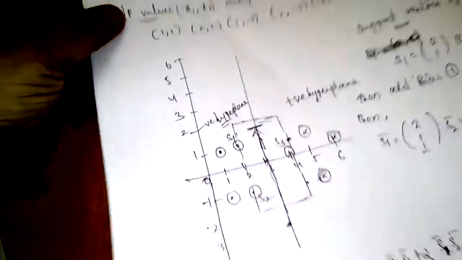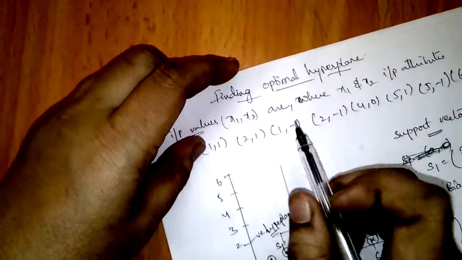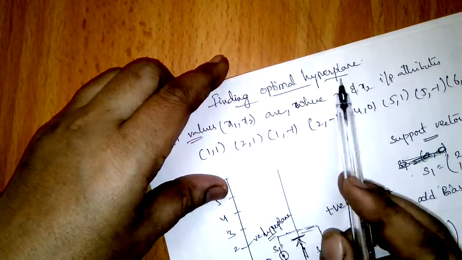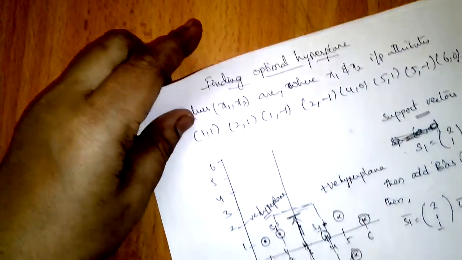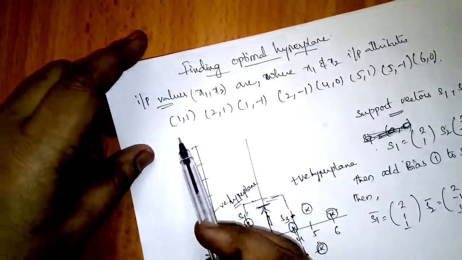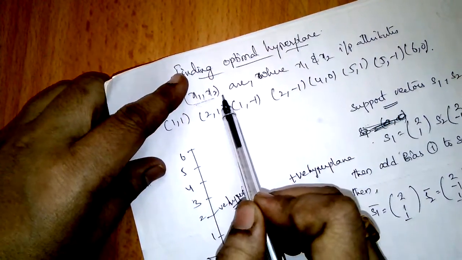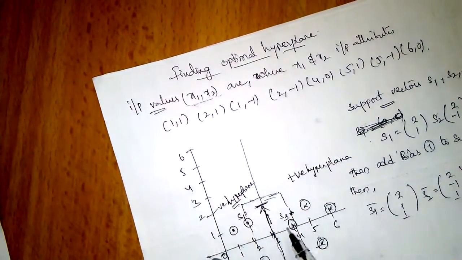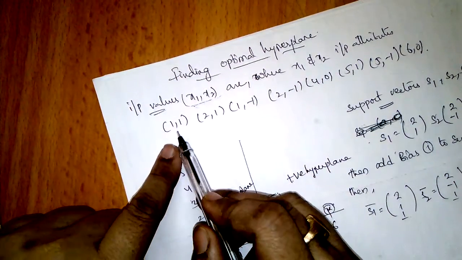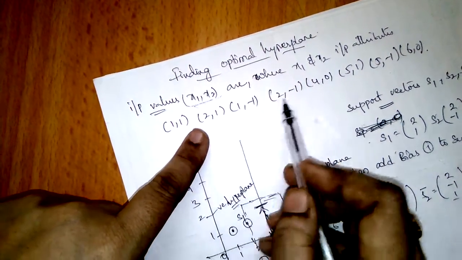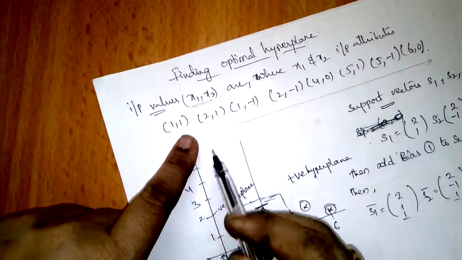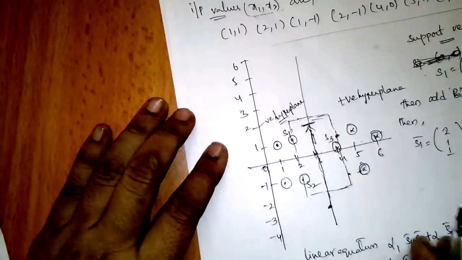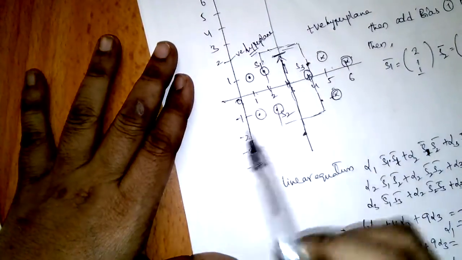Hello students, in this video we will discuss how to find the optimal hyperplane and maximum margin. In this example I am taking two input attributes or variables, x1 and x2, in a two-dimensional space, and these are the x1, x2 values. This is the data. Now I plot all these values in a two-dimensional space.